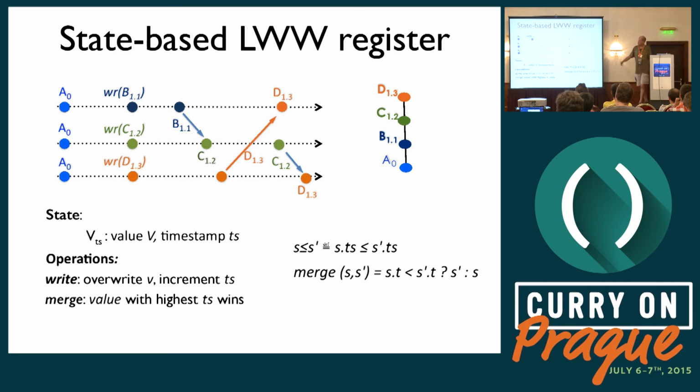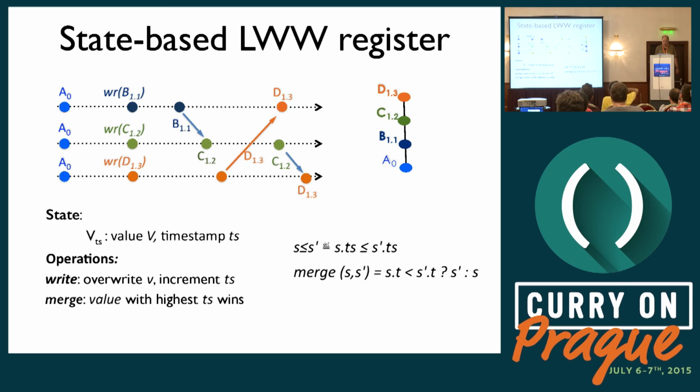Okay. So here we have B with timestamp 1.1, and here we have another concurrent update. It happened at the same time, so the timestamp is the same, 1, but the second part is different, 2. Third one here. And when you merge them, timestamp 1.2 wins over timestamp 1.1, and therefore the final value here is going to be C. And same thing here. D with timestamp 1.3 is going to win, and therefore it will converge.